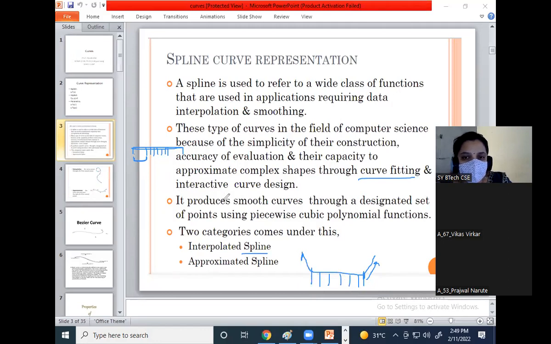Then it produces smooth curves through a designated set of points using a piecewise cubic polynomial function. So here we are going to have a set of points attached, and accordingly we are going to set the cubic polynomial function for it. Now, there are two categories which come under this. First is called the interpolated spline, and second is called the approximated spline. So what is the meaning of interpolated spline?